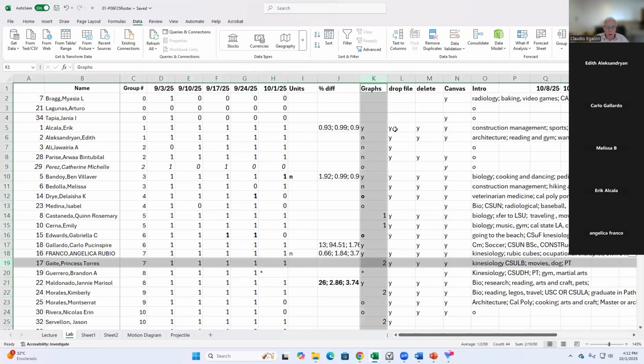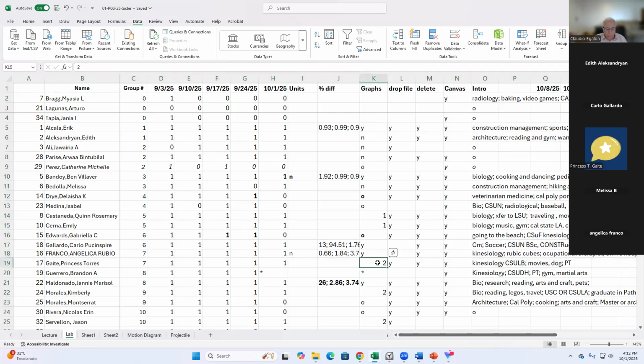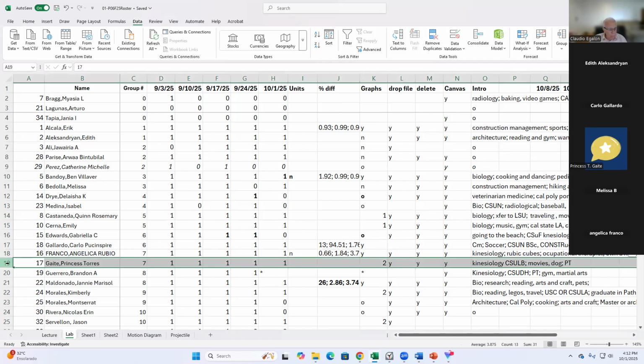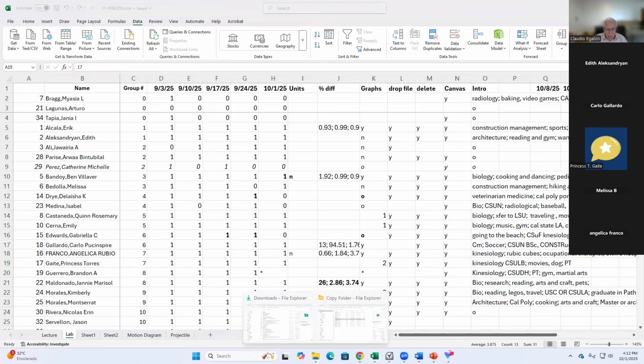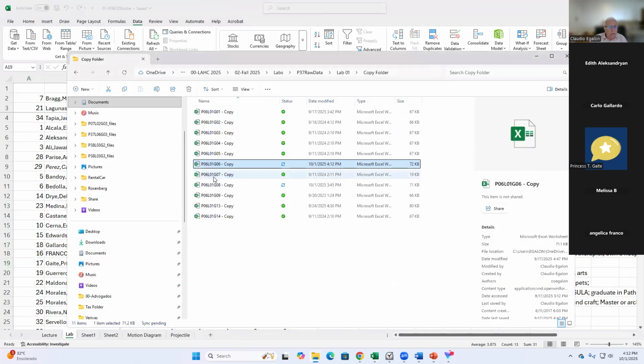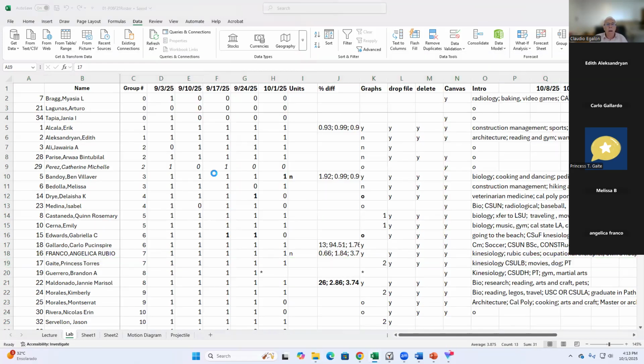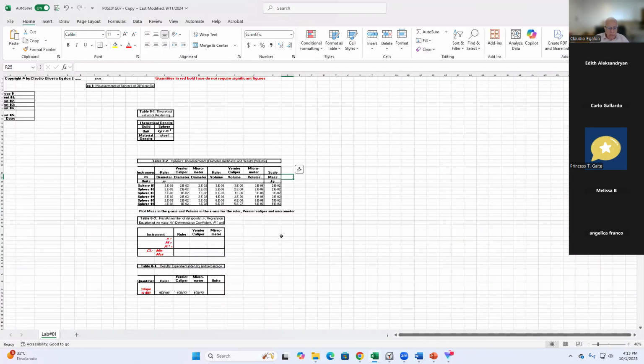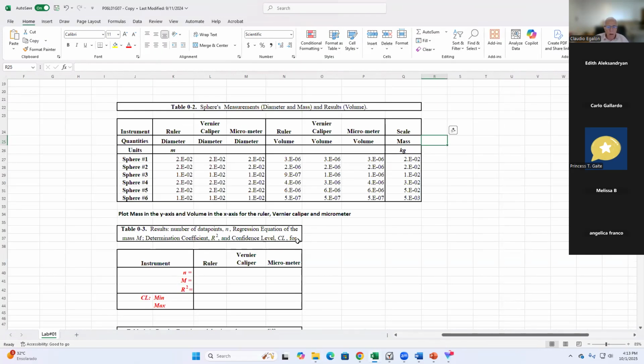Princess, did you finish all 3 graphs? I haven't yet. I'm looking at my second graph, but I feel like my y equals mx plus b equation is wrong. When I try to change the equation, the number is too big. Okay, so you're group number 7, right? Yeah. Okay, so let's see what's the problem here. Which graph are you having problems with? The second one, vernier caliper?